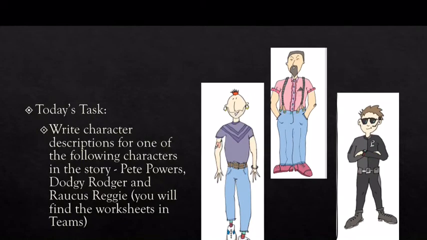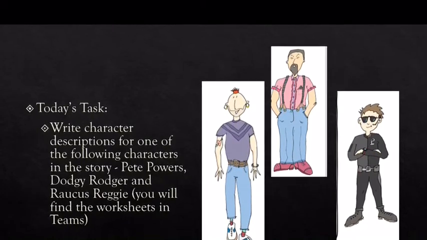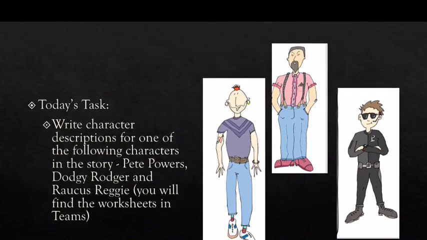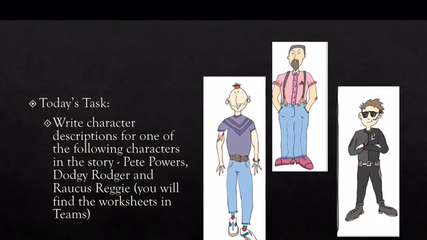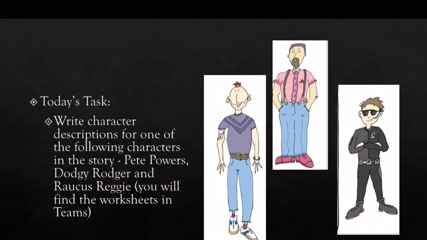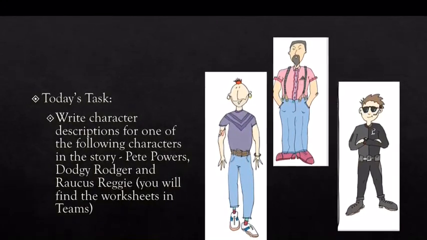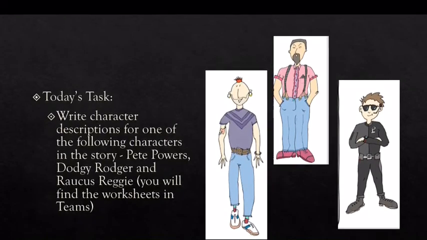So for example, if you chose Pete Powers, you might use alliteration for him and say Pete Powers is a perfect person. If you're thinking about Dodgy Roger, you might say that he is a master thief. Or when thinking about Raucous Reggie, you might say that he's as sly as a snake.